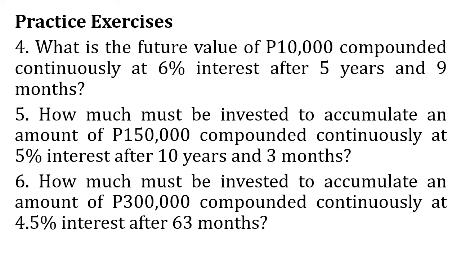Number five, how much must be invested to accumulate an amount of 150,000 pesos compounded continuously at 5% interest after 10 years and 3 months? Same, you express this into years. Number six, how much must be invested to accumulate an amount of 300,000 pesos compounded continuously at 4.5% interest after 63 months? So express 63 months into number of years.